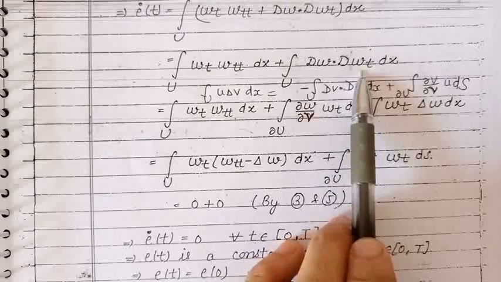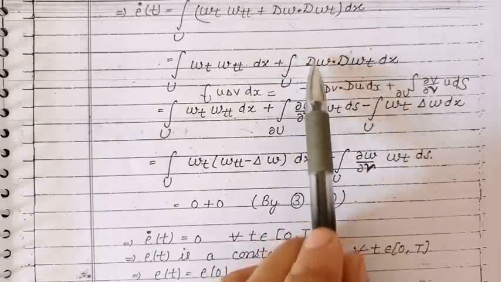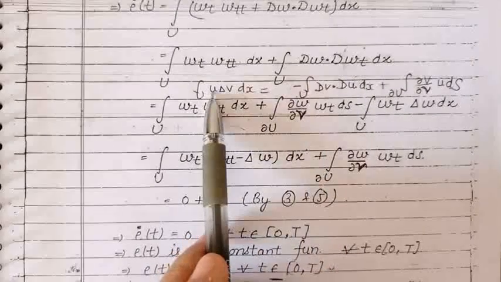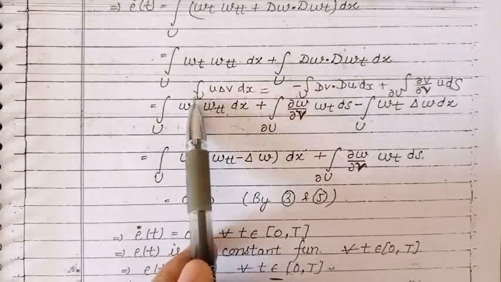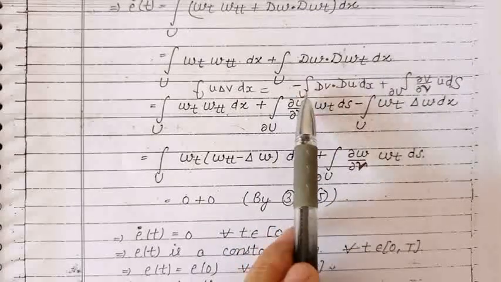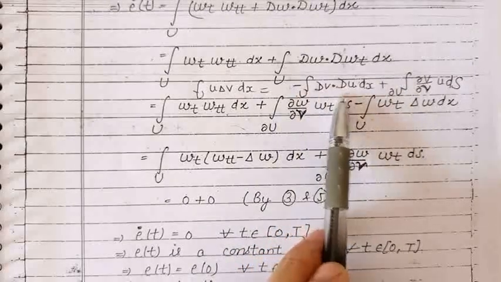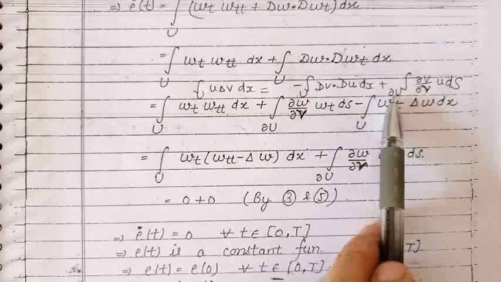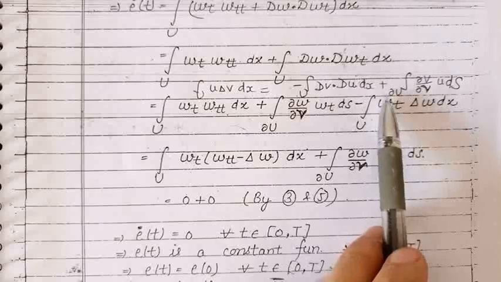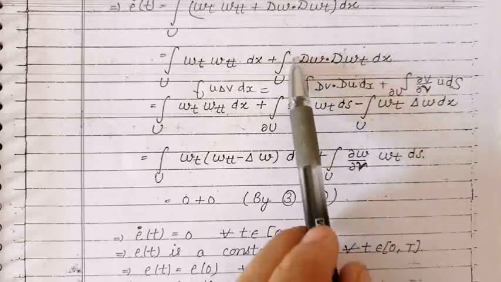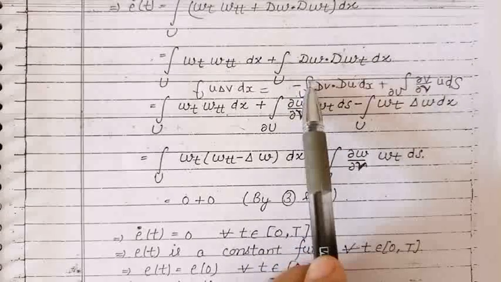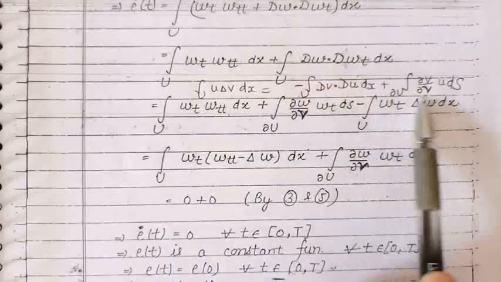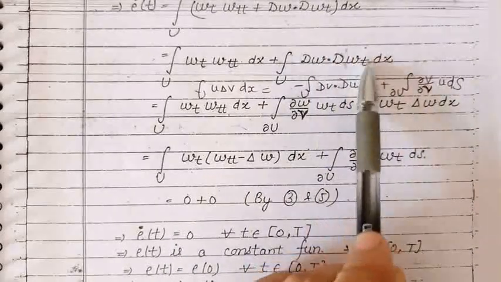Now let us find the value of this integral by using Green's formula. According to Green's formula, the integral of u into Laplacian of v over the set U is equal to negative of the integral of Dv dot Du over the set U plus the integral of ∂v/∂ν over the boundary of U. Now here we can compare this expression with this term. So in place of u we have ∂w/∂t. So using this formula we can find the value of this integral.